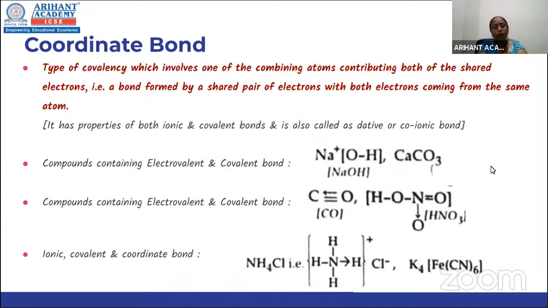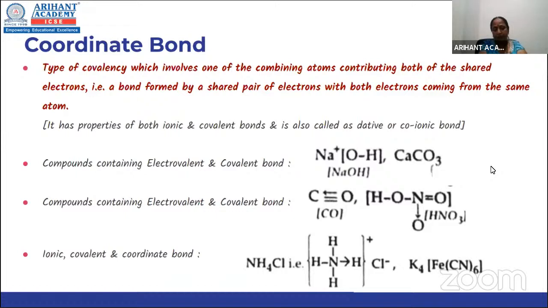Now, an important question. Very important multiple choice question which is asked: which of the following compounds shows you all the three kinds of bonds? The options may be calcium chloride, carbon dioxide, ammonium chloride, and copper sulfate. Suppose this is the question.